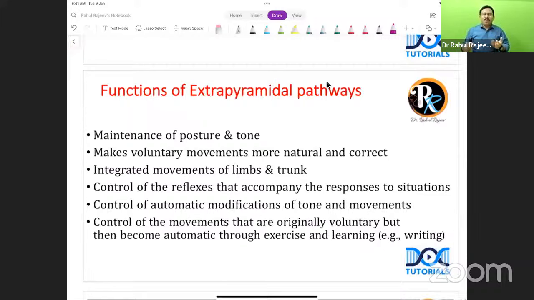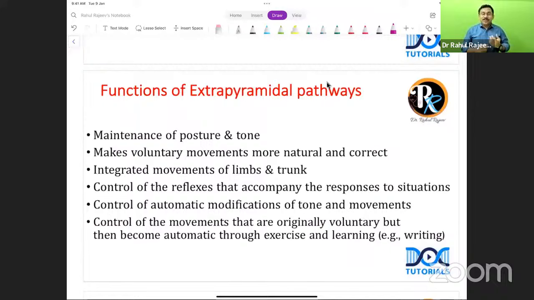Control of automatic modification of tone and movements, similar to the one that I told you about. In certain situations, your tone automatically increases. In the giant wheel that you go on, you will have such a posture. I'm very scared of going on that, so I go into this particular posture. So these are automatic modifications of tone, which is again a function of the extrapyramidal pathway. If you have Parkinson's disease, nothing like that. You just sit like this, that's it.